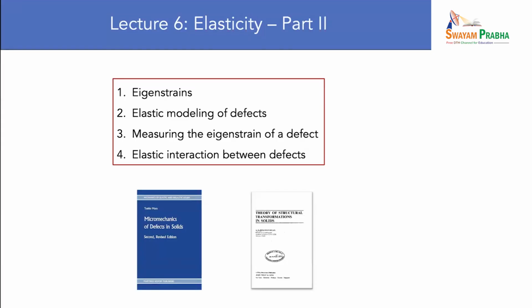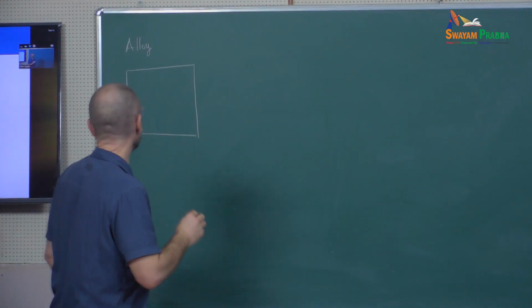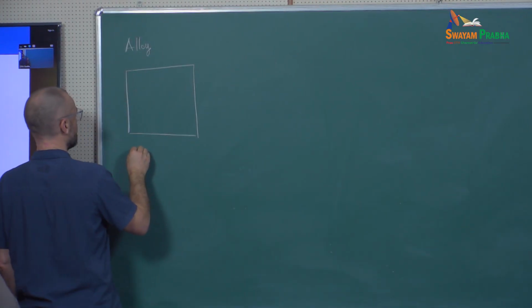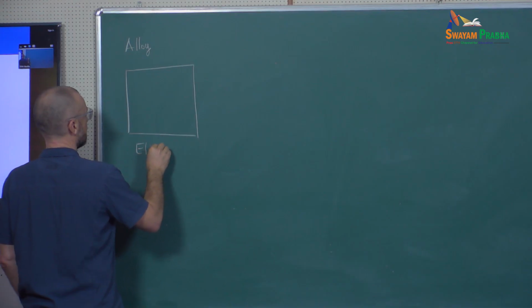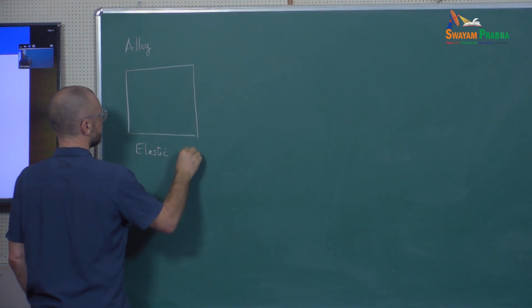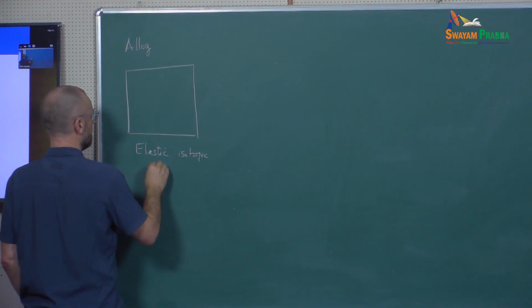So to set the stage, let's assume that we're going to look at an alloy with a precipitate. I have an alloy, and I will assume that it is a continuous elastic medium with linear isotropic elastic properties, right? So exactly like what we did yesterday. So, an elastic isotropic medium.